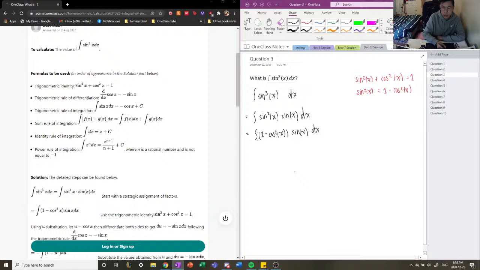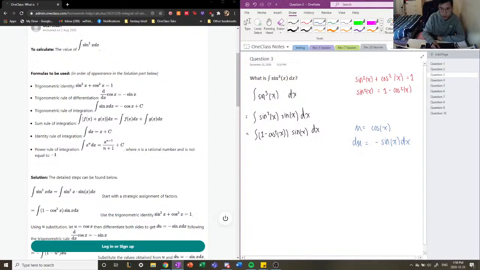Now we're going to use a technique called u substitution, which makes the integral a lot simpler to solve, because this looks pretty complicated. We could try to do it as is, but it's pretty complicated. So we let u equal cosine of x. Then du is going to equal negative sine x dx.